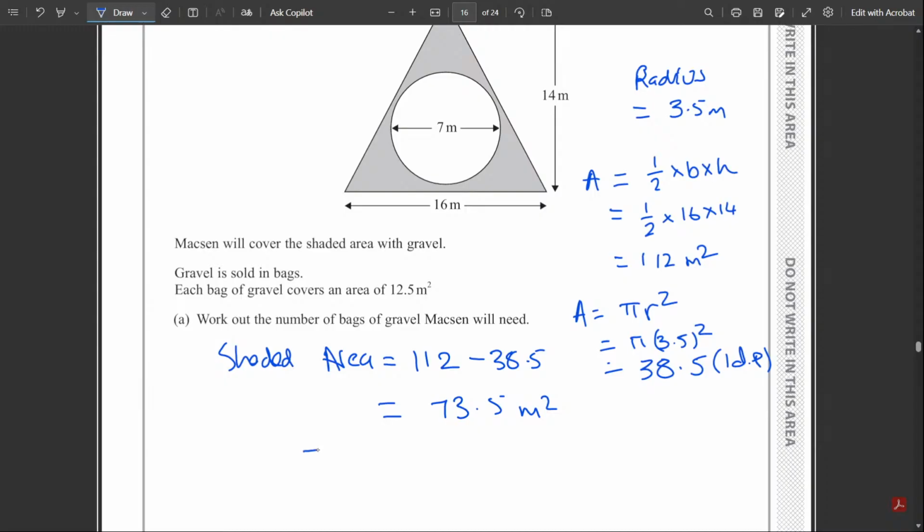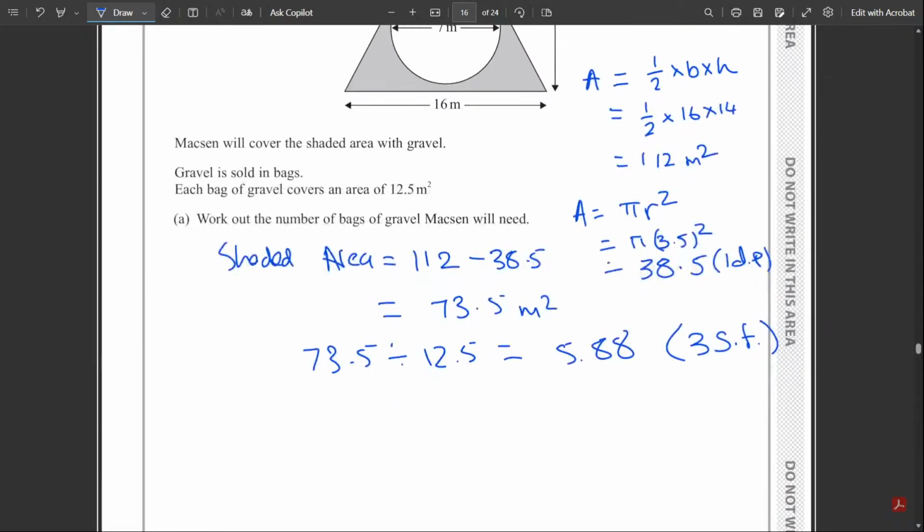So I'll do 73.5 divided by 12.5 and we get 5.88 at 3 significant figures. Okay. That means I need 5.88 bags of the gravel. Can you buy 0.8 gravel bags? No. So what we can say is we need 6 bags of gravel. Okay, that's what we need.